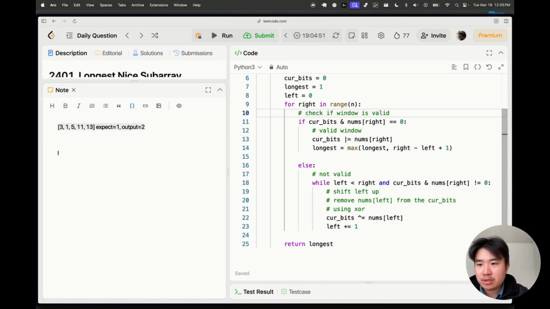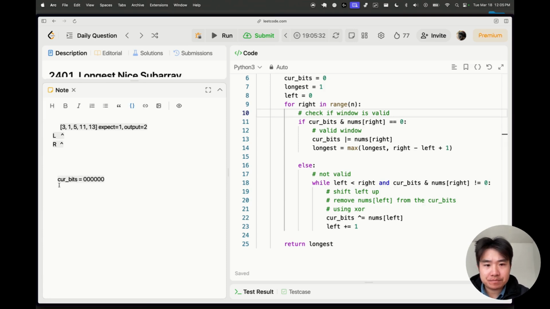So left is 0. How am I going to do this? Left is 0. Right is 0 as well. For right in range, this. If cur bits, I guess cur bits is 0, right? Cur bits is 0. If cur bits and nums at right. Nums at right is 3. So that's 3 right there, right? So if it's 0, if we AND those, yeah, that's going to be a 0, right? Because 0 and 1 is 0.